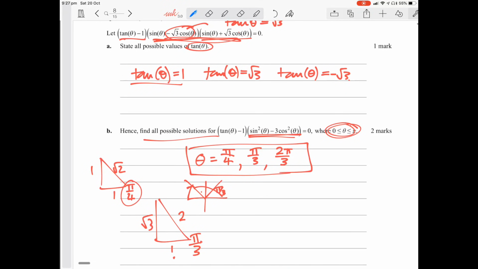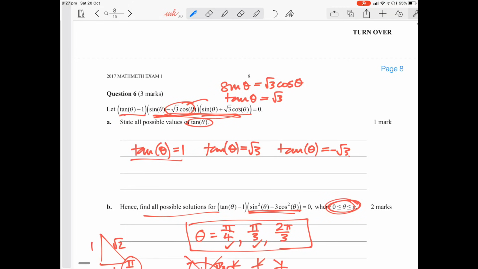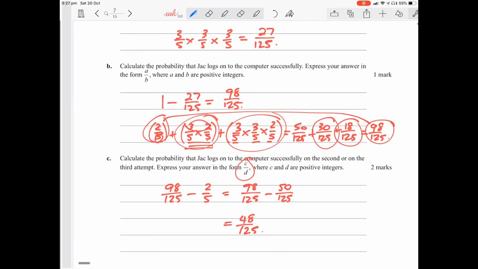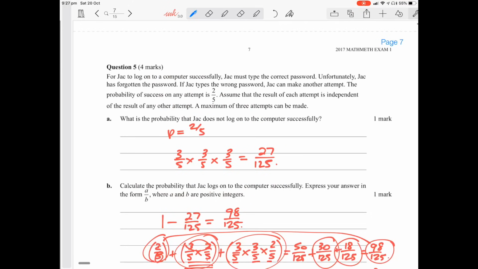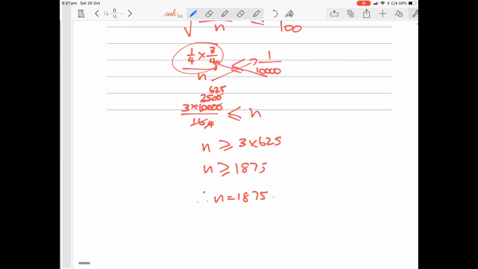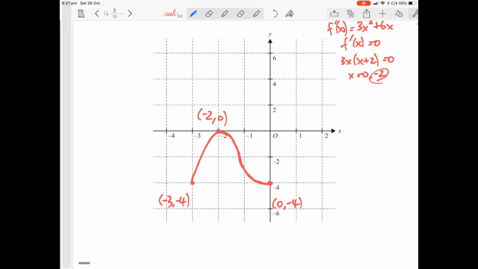All possible solutions, 0 on pi. So tan's positive in the first, and in the second, first again, when it's equal to root 3. But we could also have it equal to negative root 3, so that'll be in the second, which is 2 pi on 3. State all possible values of tan theta, so you just leave it tan theta equals. And we did that twice, so it's got to be right. That will be right. That's right, because you get 3 of the same in a row. That's right. Smallest integer value for n, which is 1875.